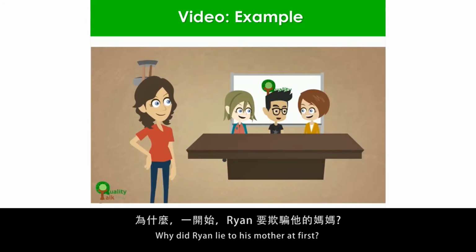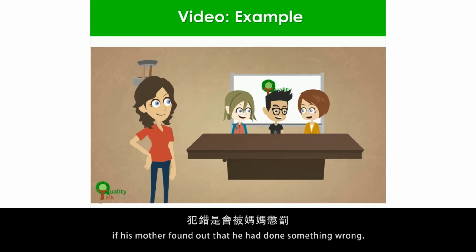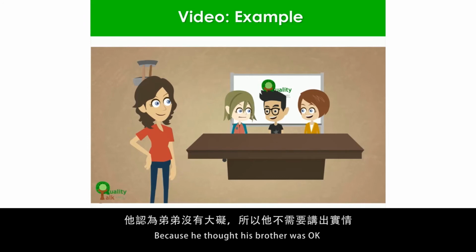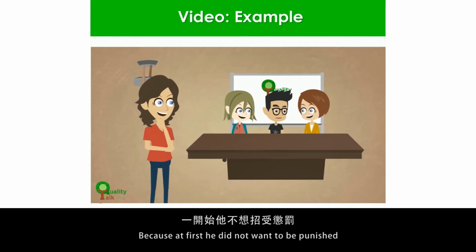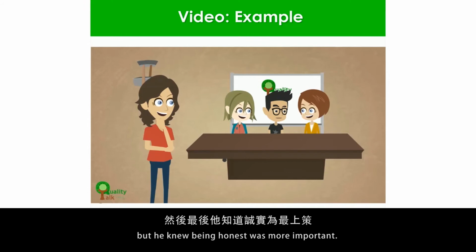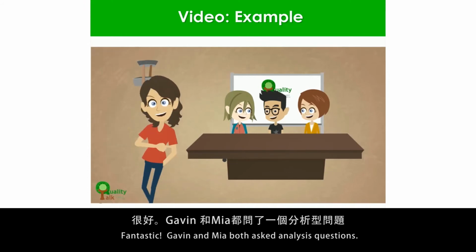Why did Ryan lie to his mother at first? Because he was afraid of being punished if his mother found out that he had done something wrong. Because he thought his brother was okay, so there was no need to tell the truth. Then why did Ryan decide to tell the truth at the end? Because at first he did not want to be punished, but he knew being honest was more important. I think he wanted to take responsibility for what he did.